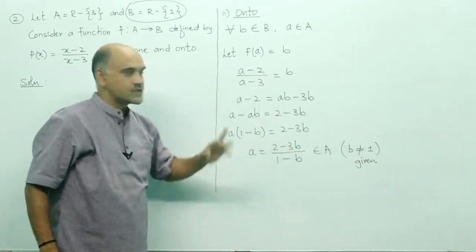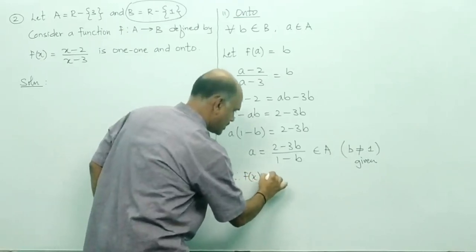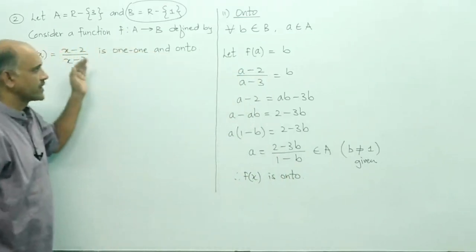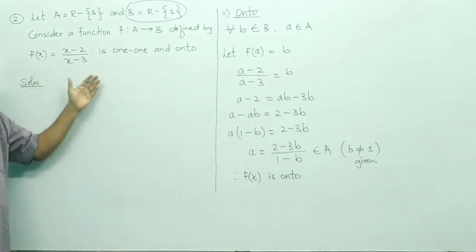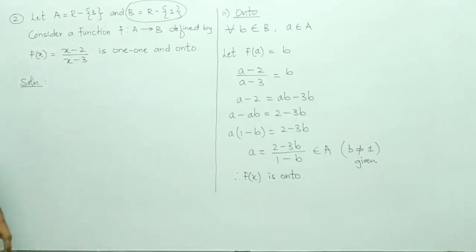So if it belongs to A, then we say that the function is onto. So f of x is onto. Therefore you can say the given function is bijective. Clear, students? You can again solve. We'll go for the third one.